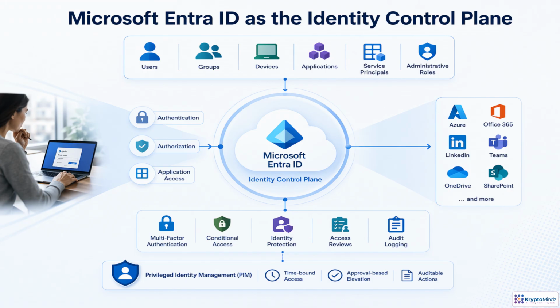Microsoft Entra ID is the control plane for identity across Microsoft Cloud services. It is where users, groups, devices, applications, service principals, and admin roles are defined and trusted. When someone signs in, requests access, changes an authentication method, or manages an app, Entra ID is part of the decision. It also connects identity decisions to controls like MFA, conditional access, identity protection, access reviews, and audit logs. PIM builds on that foundation by making privileged access temporary, approval-based, and traceable, rather than permanently assigned.